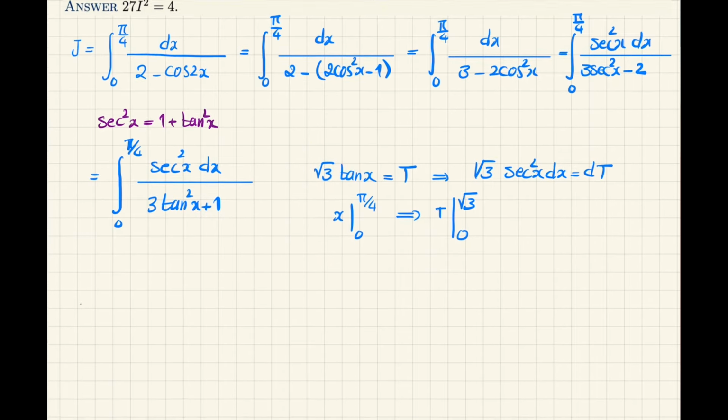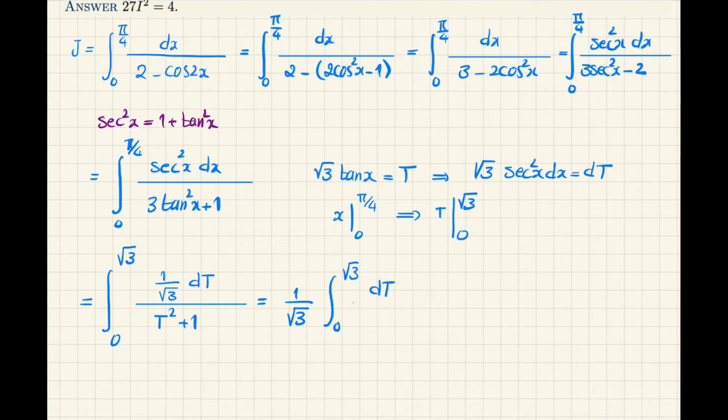So then this integral can be written in terms of my new variable, but the limits are 0 to square root of 3. And instead of secant squared x dx that you see here, I can simply write dt divided by square root of 3. So I would write 1 over square root of 3 dt, and in the denominator 3 tan squared becomes t squared plus 1. So this becomes 1 over square root of 3 times the integral from 0 to square root of 3 of dt divided by 1 plus t squared. But this is a very famous integral, so this is tangent inverse. So this becomes tangent inverse of t from 0 to square root of 3.